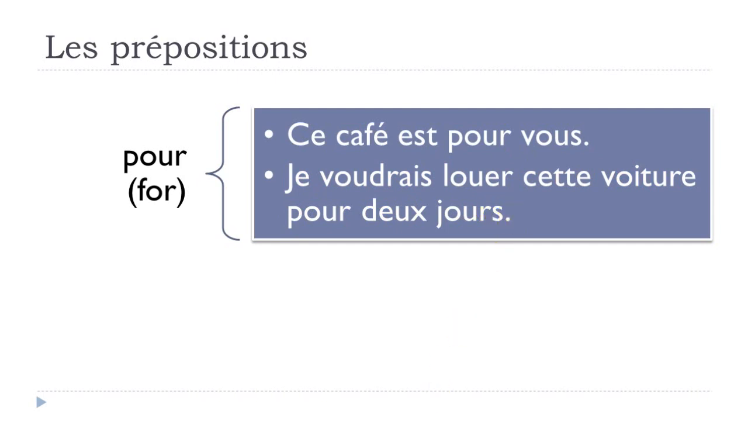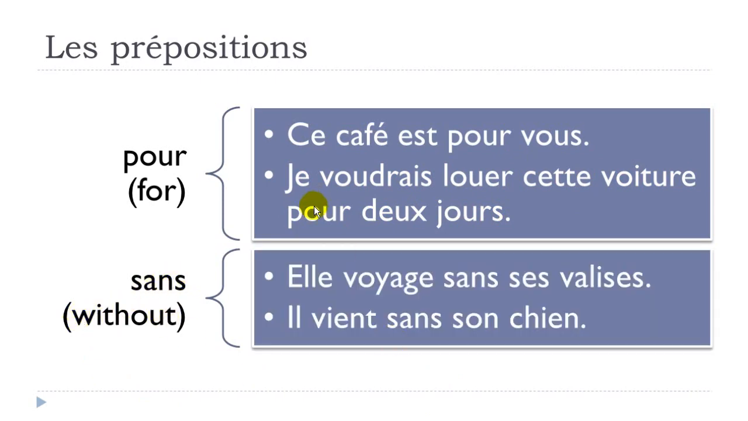Okay? Second preposition or next one, sans, and it means without. Okay? So, 2 examples. Elle voyage sans ses valises. Voyager is to travel, so she travels, sans, without, ses valises, her luggages. Il vient sans son chien. Venir, here is to come, so he comes, sans, without, son chien, his dog. Okay?